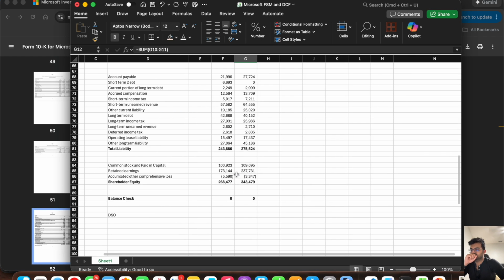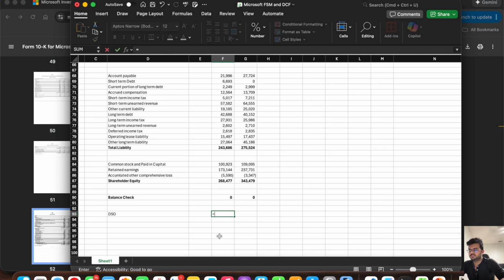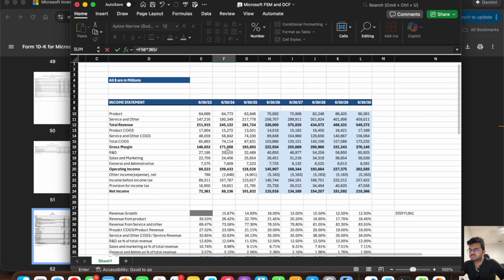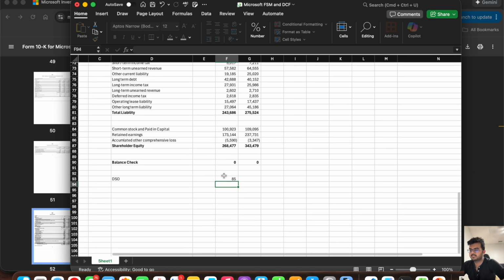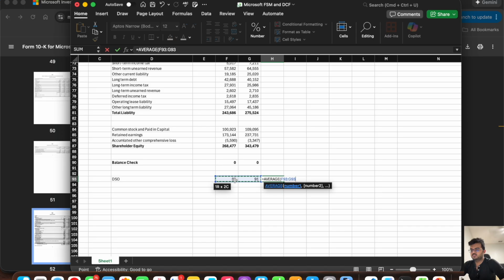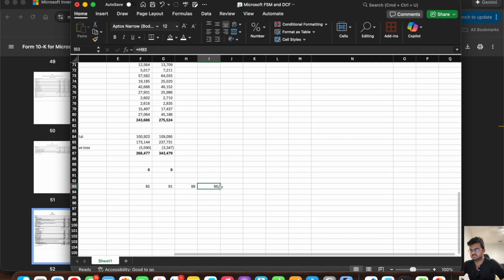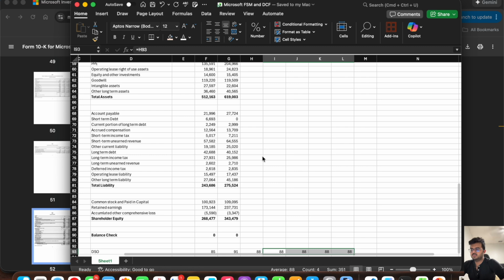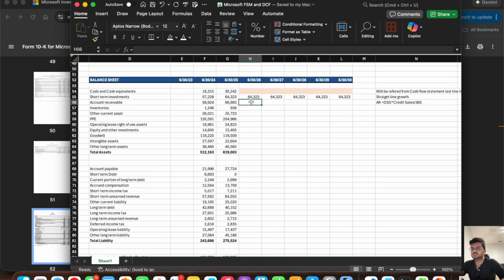So the DSO will look like accounts receivable, in this case this number, into 365 divided by the total sale, that is this number. We could see the DSO for the last 2 years is 85 and 91 respectively, and I think it's better to assume the average of the last 2 years as the number which will stay the same for the next 5 years as well. So now we have assumed the DSO for the next 5 years will be 88.